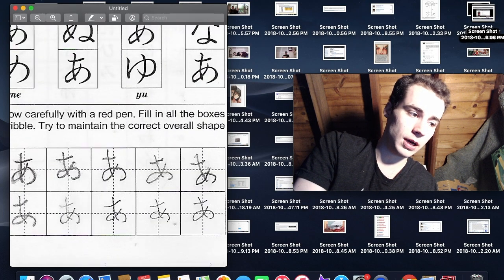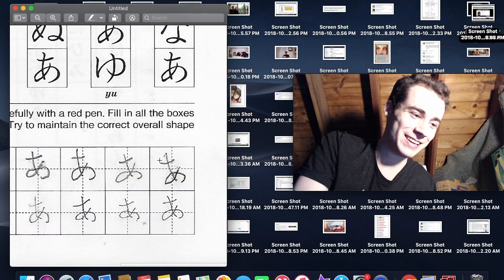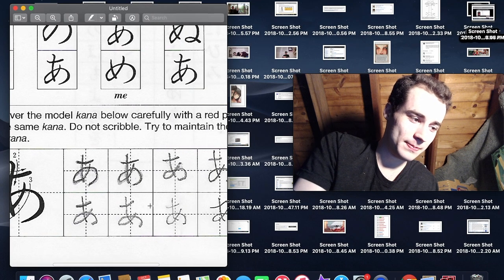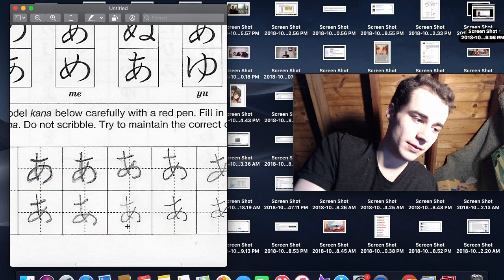It's getting so slumped. I did this when I was learning Japanese.